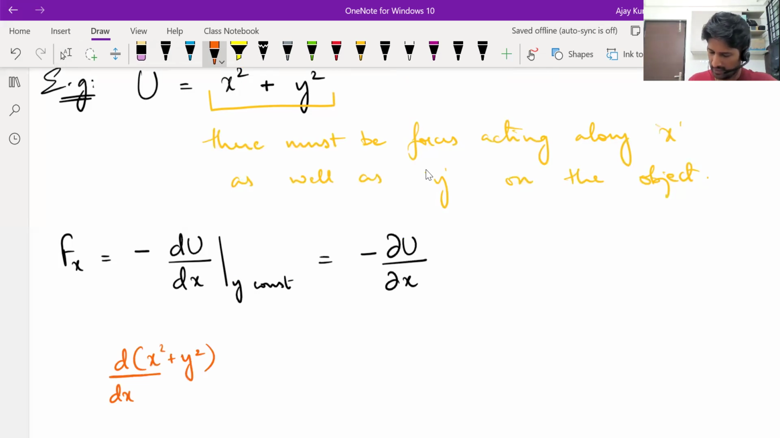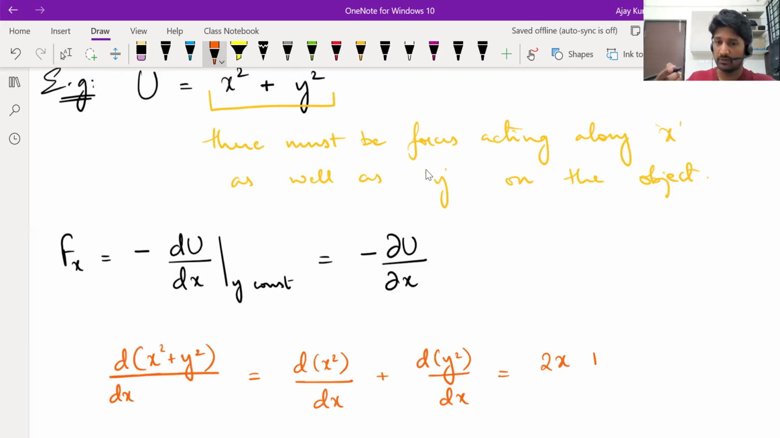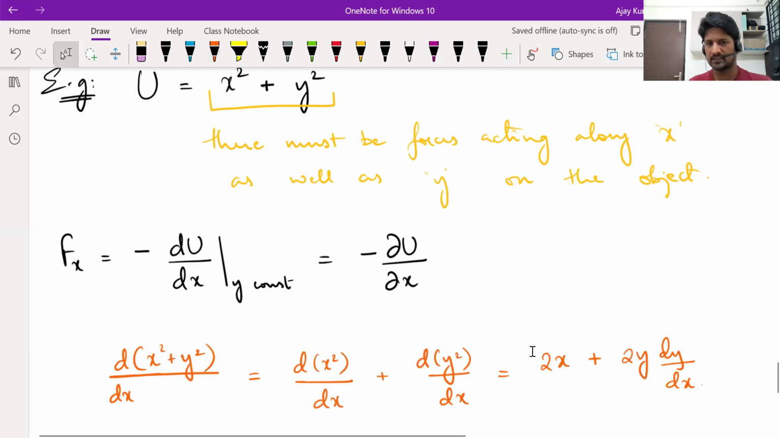Usually it is supposed to be done like this. This is the differentiation of two functions being added. You can split it into two separate derivatives: d(x square) by dx, that is the derivative of x square, plus the derivative of y square with respect to x. The derivative of x square is 2x. The derivative of y square with respect to x is 2y dy by dx. This is the proper way to differentiate this function, by treating x and y both as variables.